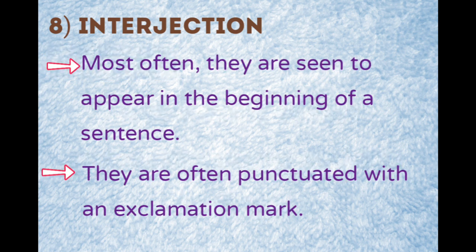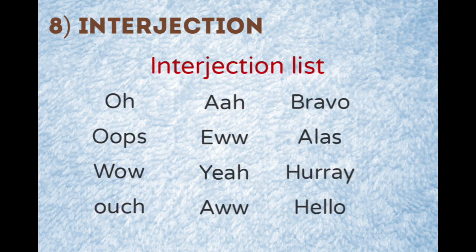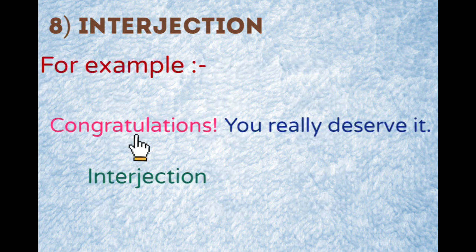Most often they appear at the beginning of a sentence. They are often punctuated with an exclamation mark, so it's very easy to identify them. I would like to provide a few interjections, like oh, oops, wow, ouch, ah, ew, yeah, bravo, alas, hooray, hello. These are a few interjections I have mentioned here. There are many more such interjections.